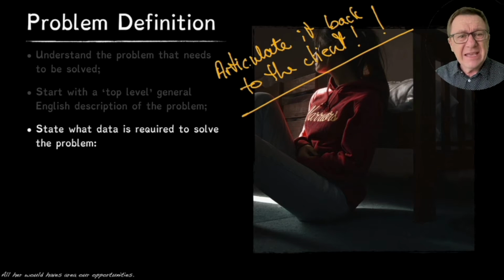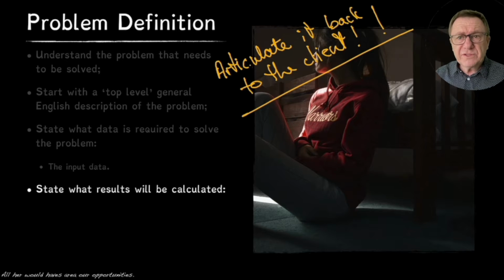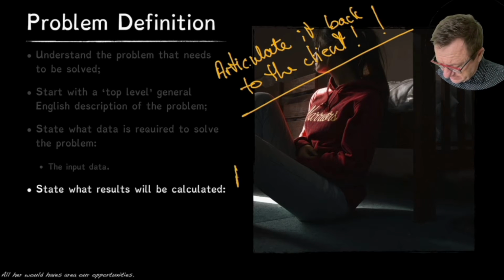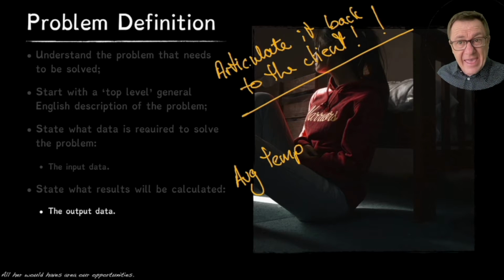Okay, that's it. Stating what data is required to solve the problem. What are we going to need? Well, if we're going to create a program that calculates the average temperature in the months of this year, we're going to need some temperature data. We're going to need to know what day that temperature was on. That kind of information. What's the input data coming into our program? What are the results that are going to be calculated? Well, I said that one. So we're going to be calculating the average temperature. So that's going to be one of the outputs, the output data.